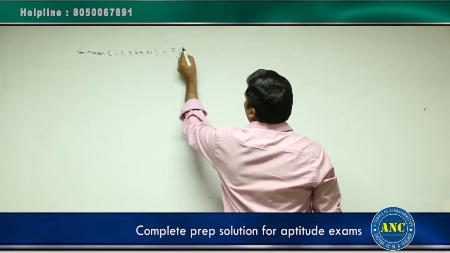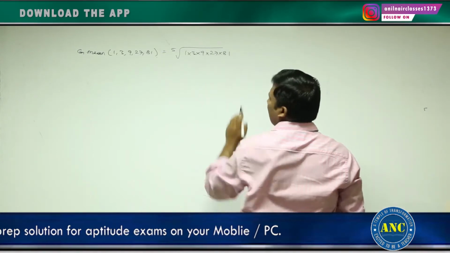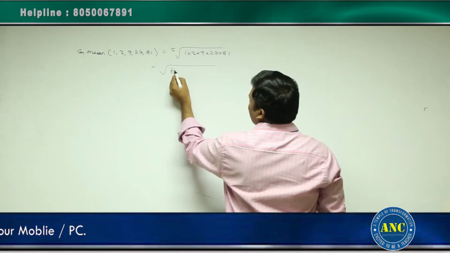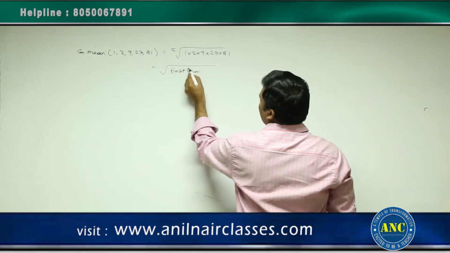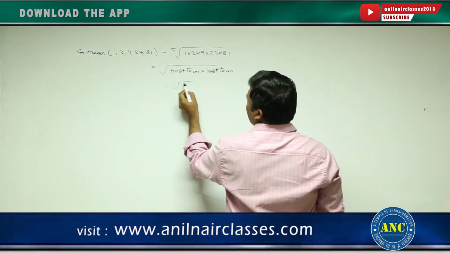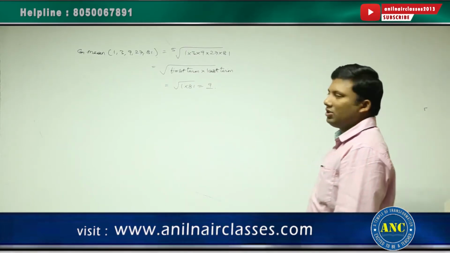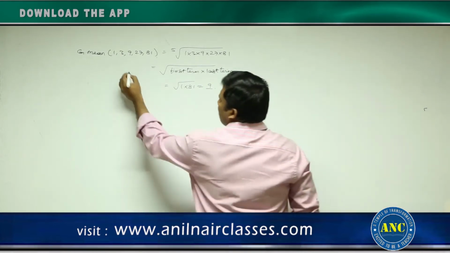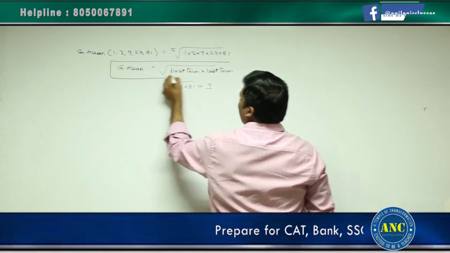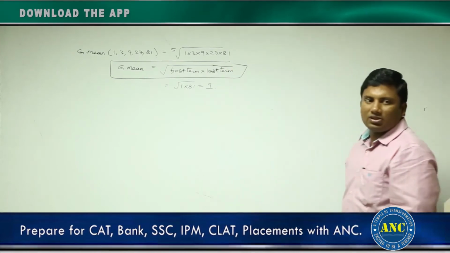Generally, how we will do it is the fifth root of 1 into 3 into 9 into 27 into 81. Now instead of that, the geometric mean of any number of terms in a GP is given by the square root of first term into last term. Answer: root of 1 into 81, which is 9. Two important key points. Geometric mean is always given by the square root of first term into last term.